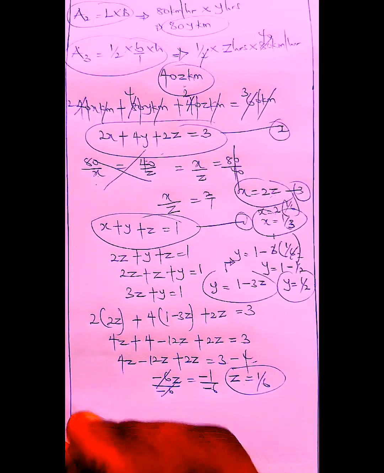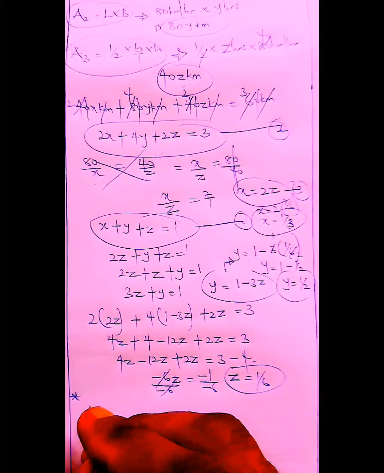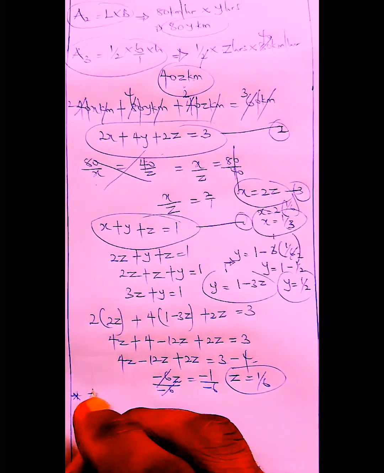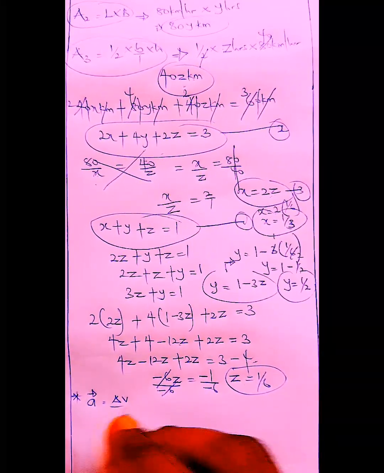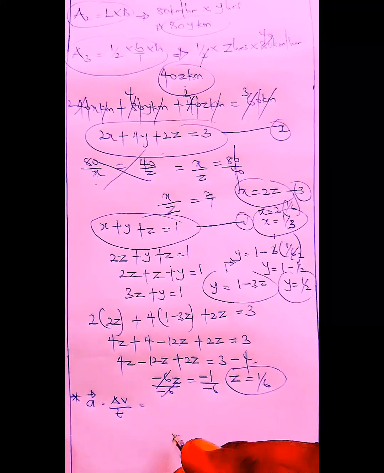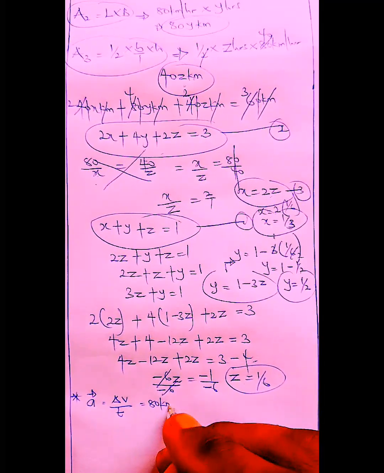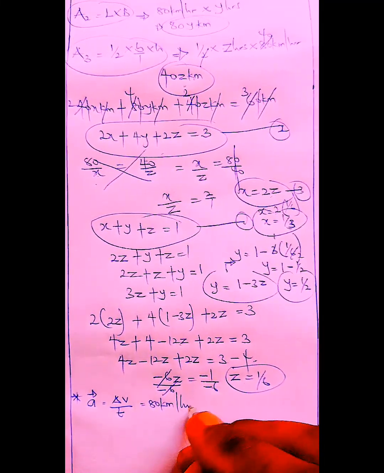So acceleration of the body, that's what we have to get. We have to get the acceleration of the body in meter per second squared, and the time during which the constant speed was maintained. So what's acceleration? Acceleration is the change in velocity over time taken. The change in velocity here is 80 kilometer per hour.